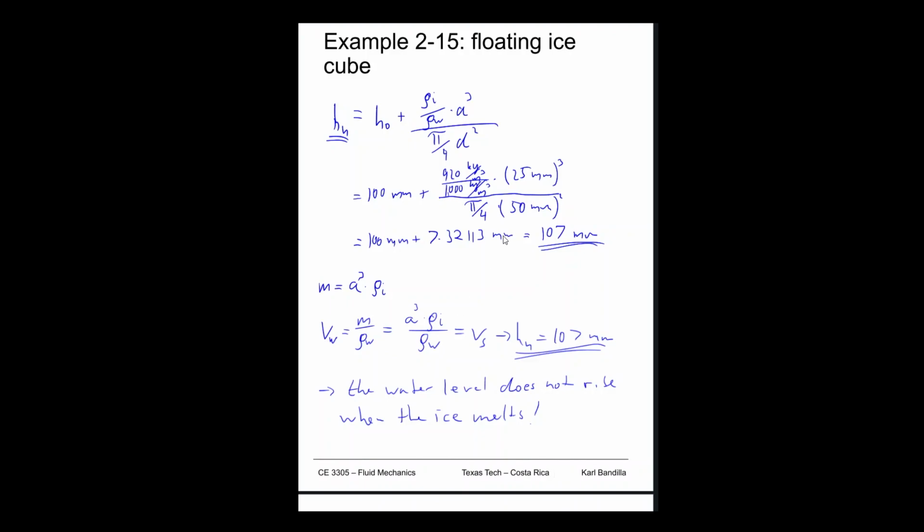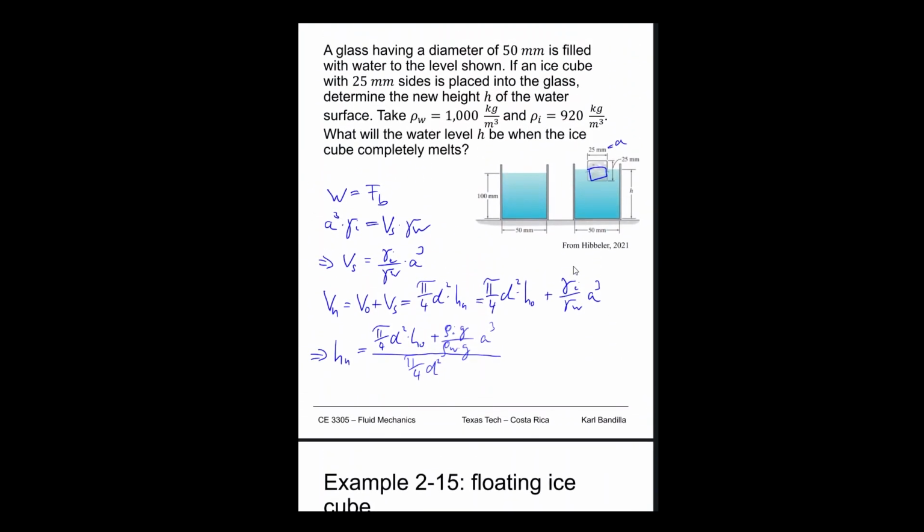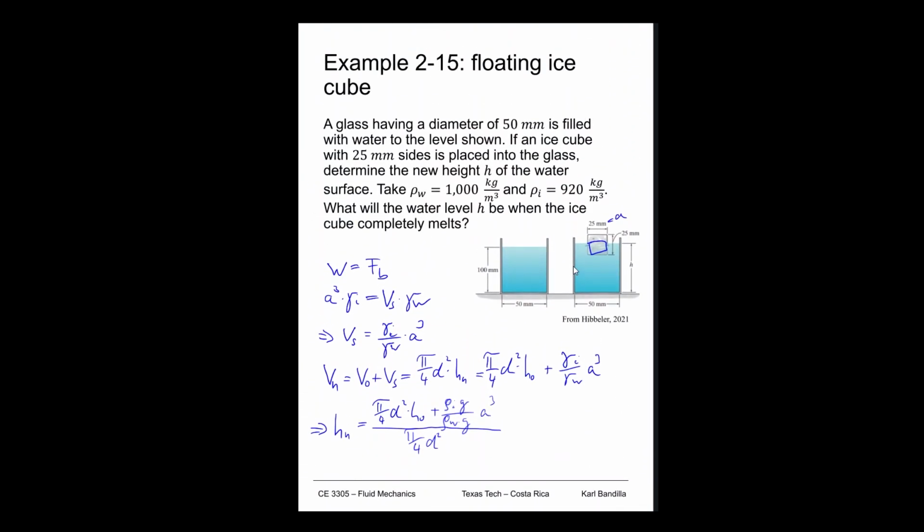So we saw that the water level rises by about 7 millimeters if we put an ice cube in there that has an edge length of 25 millimeters. And we also saw that the water level does not rise when the ice is fully melted.